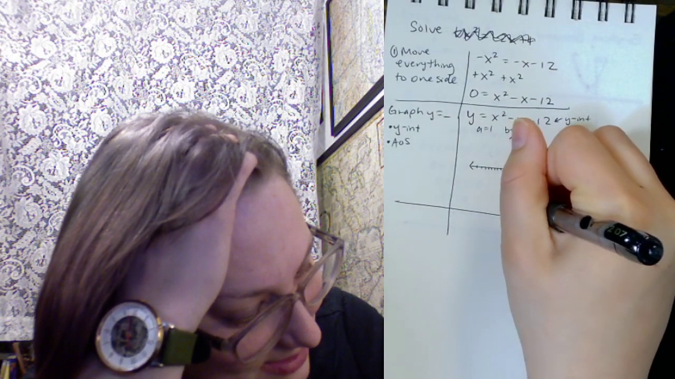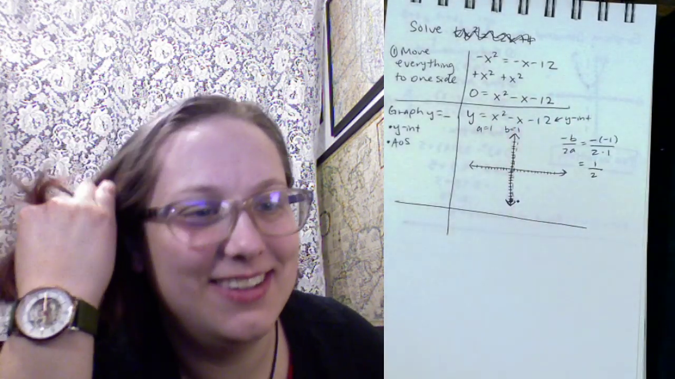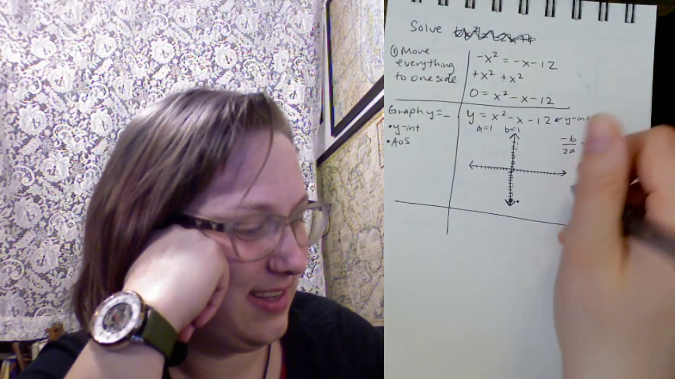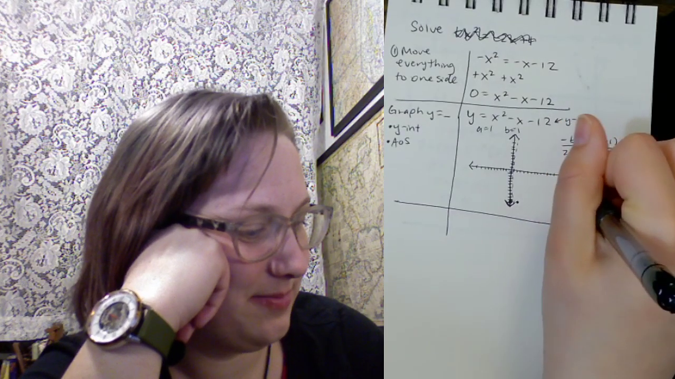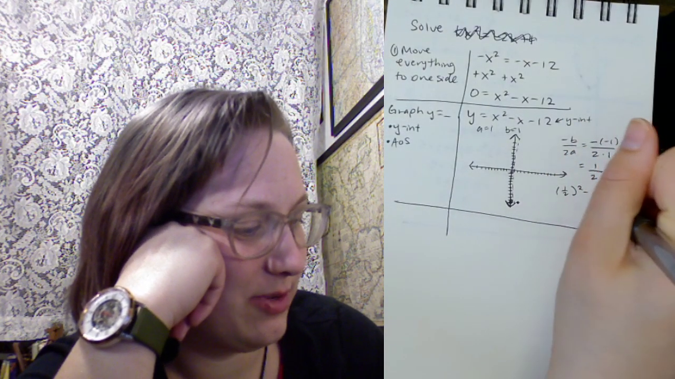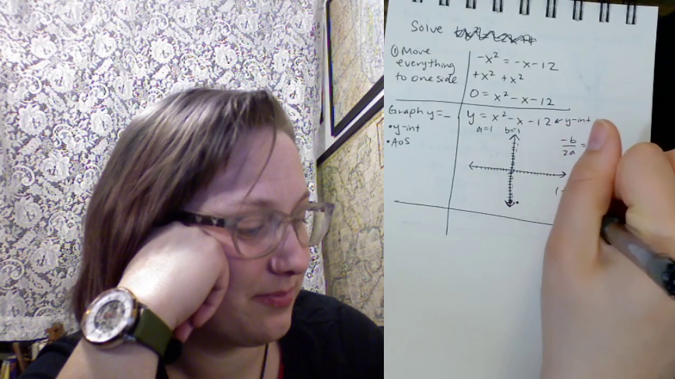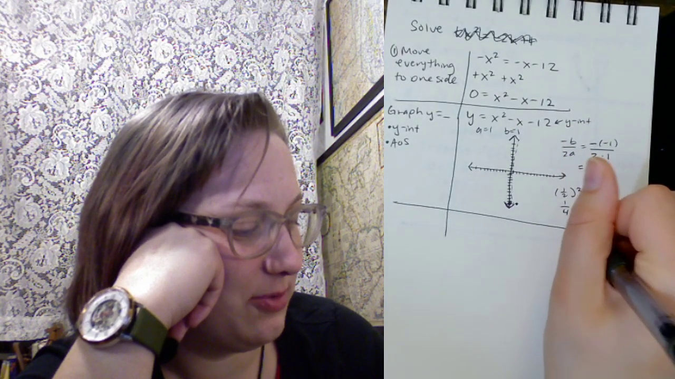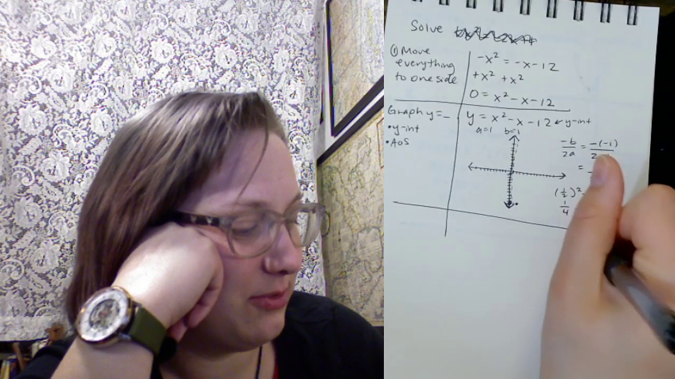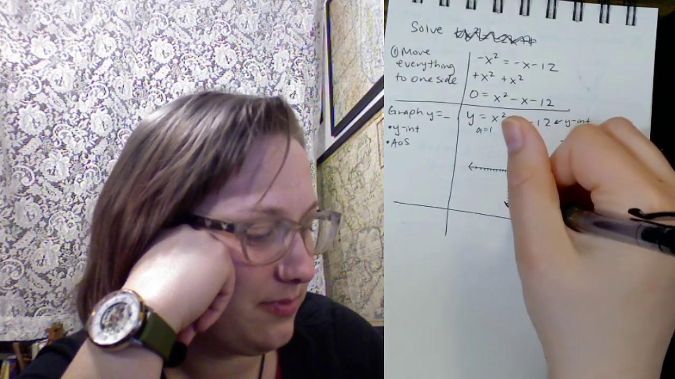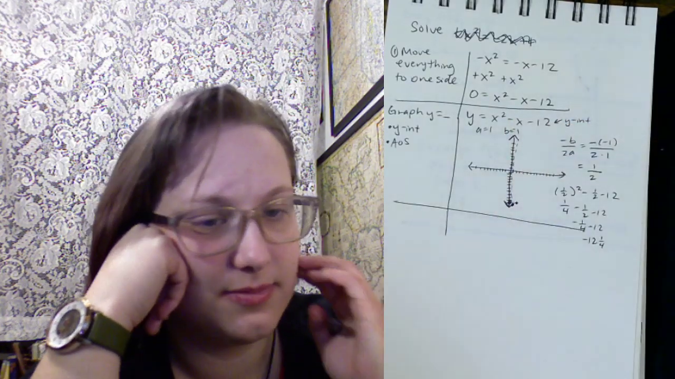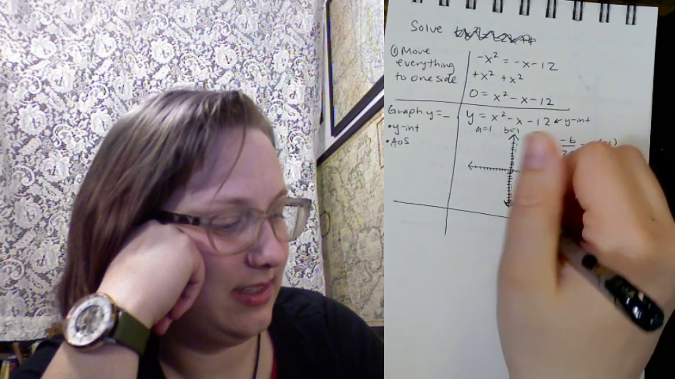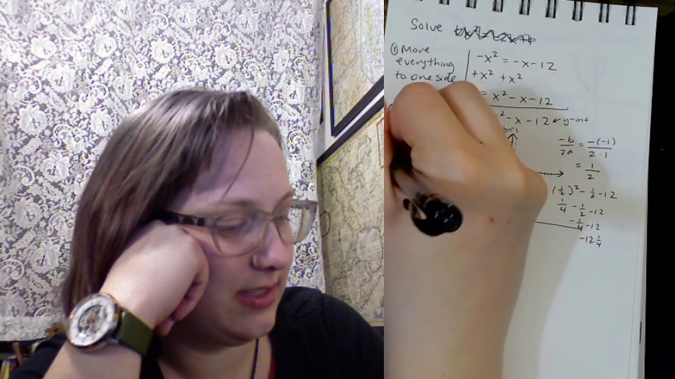Ew. Ew. Why am I doing this to myself? And then 1/2 squared minus 1/2 minus 12. That's 1/4. 1/4 minus 1/2 is negative 1/4. So that's negative 12 1/4. So it's just a little bit further down. So we flipped it. That's the vertex.